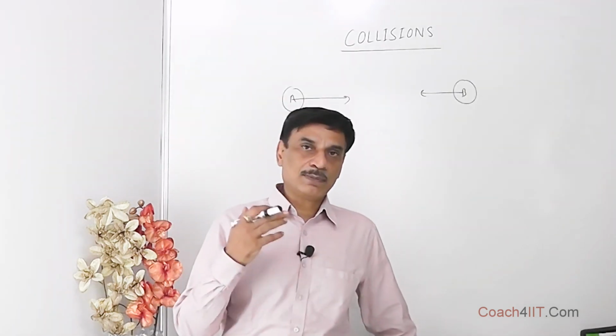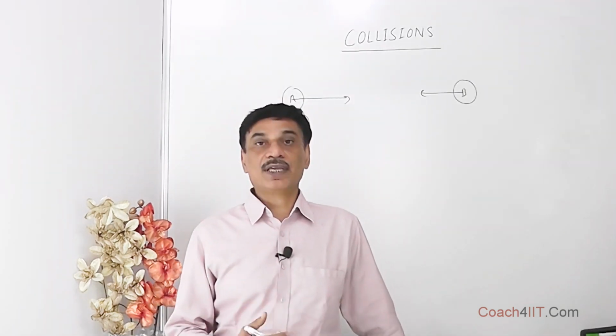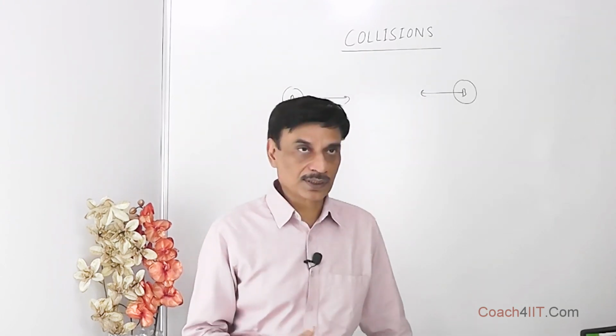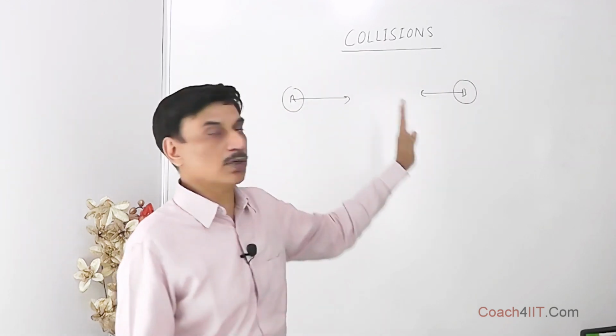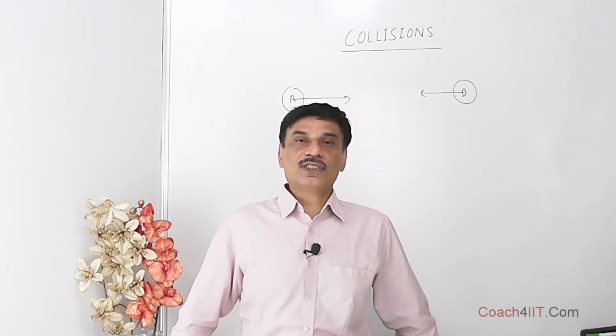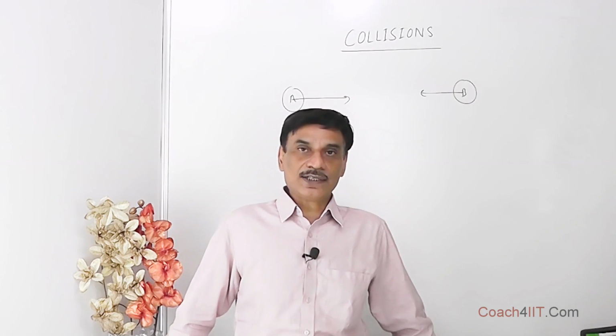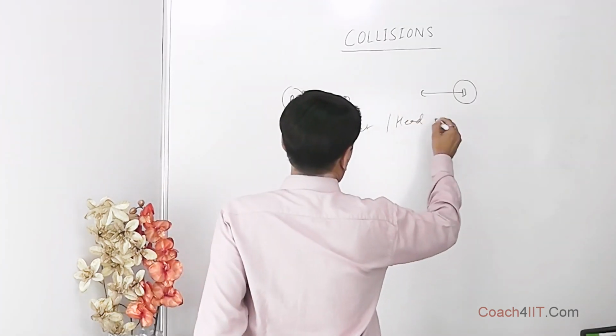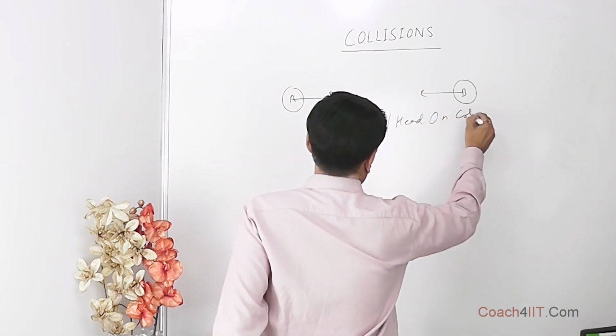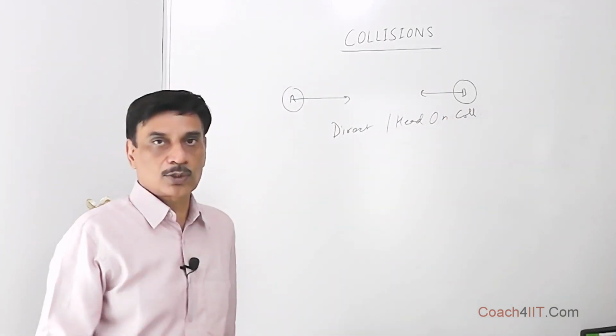When we speak about collisions, collisions may be head-on or direct collisions. Let's say a body is coming from here, the other body is coming head-on from here, and both bodies collide. This is what we call a direct collision. This is direct, and this is also called a head-on collision. And this is also a one-dimensional collision.